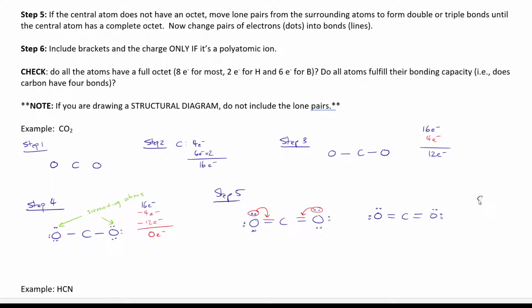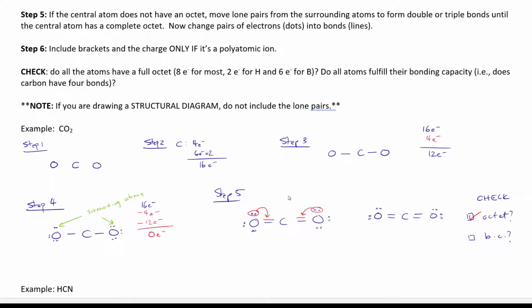So we'll do a little check here. And you should always do this. Does each atom have an octet? And does each atom fulfill its bonding capacity? So if we take a look here, oxygen has 2, 4, 6, 8. Carbon has 2, 4, 6, 8. Oxygen has 2, 4, 6, 8. So all of the atoms in the molecule complete their octet.